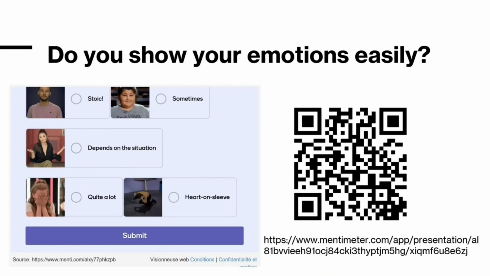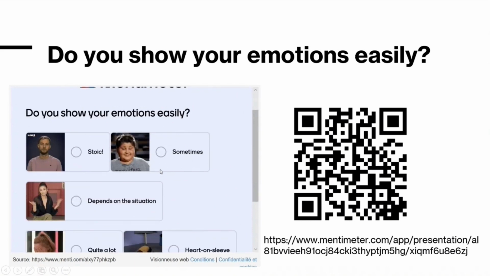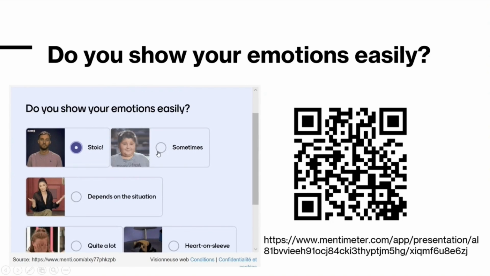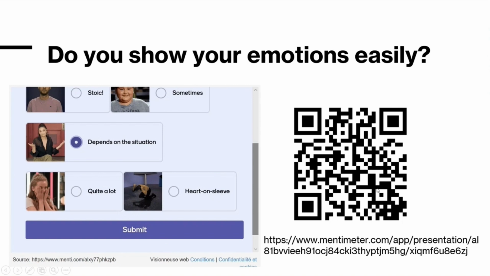And then you can have an activity online with a Mentimeter, and you ask your learners to click on the feature that matches their personality. So for instance, if they're stoic or they sometimes show their emotions, or it depends on the situation. And then they can submit it, and you can show the results to your learners to see what type of learners you have in the classroom in general. That's the first activity.